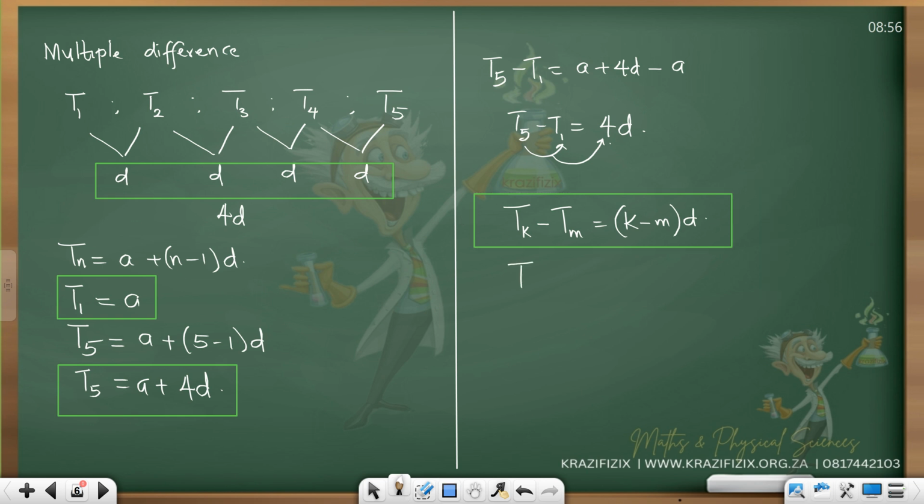Which means if I give you T15 and I give you T5, I am simply saying there are 10 differences between them. This is what you use for word problems, and then you get to solve it simultaneously. Did that make sense to you? And you would see many of them.